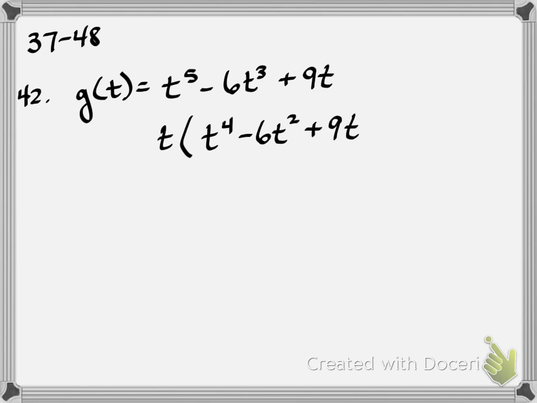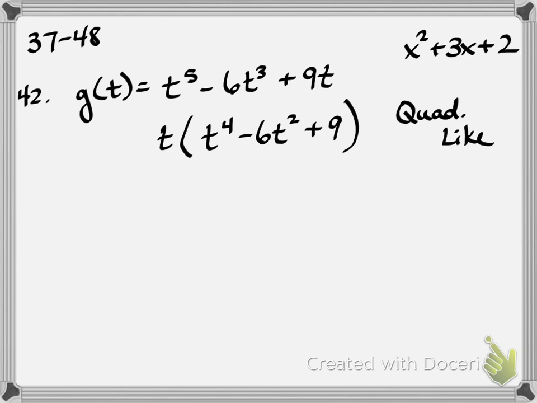Whoops, not 9t. Now this is one of those quadratic-like problems, because instead of it being x squared plus an x plus a constant, where this is 1 and this is doubled, now it's x to the 4th and x squared and a constant, where this is 2 and this is doubled. So it's quadratic-like. So we're going to factor it similar to a quadratic.